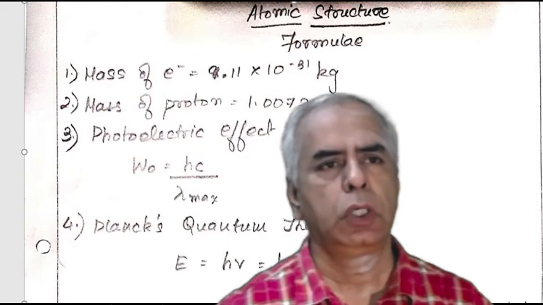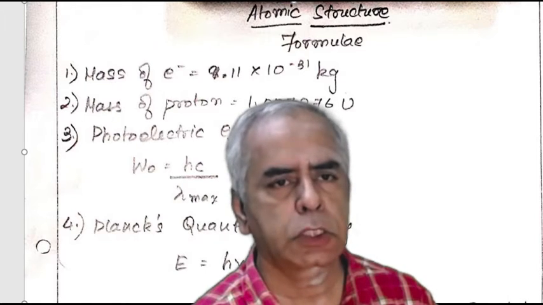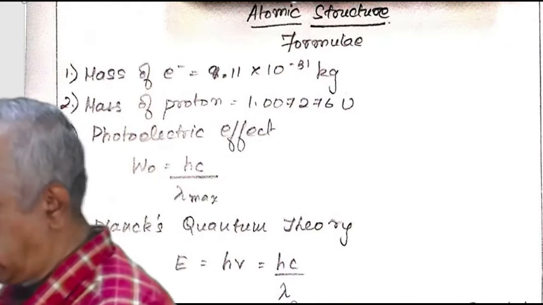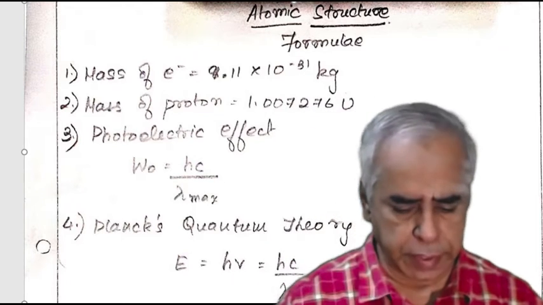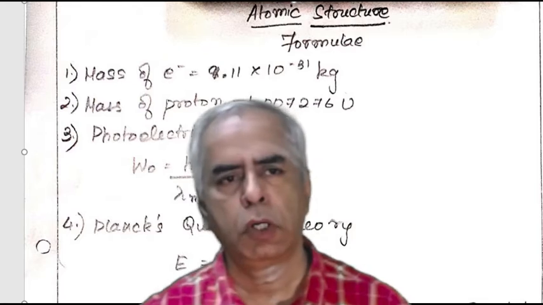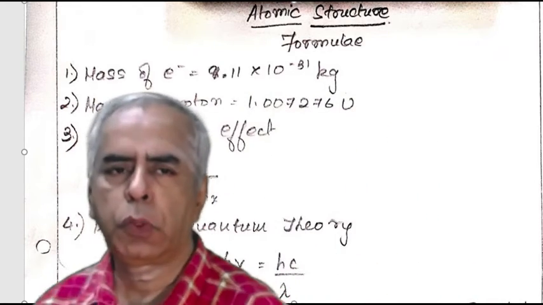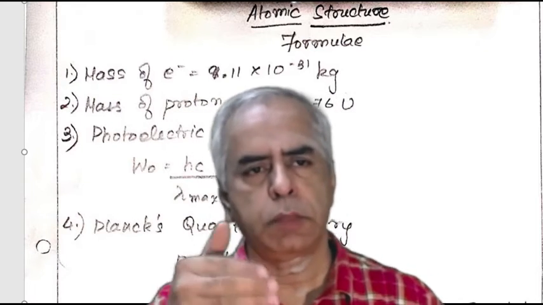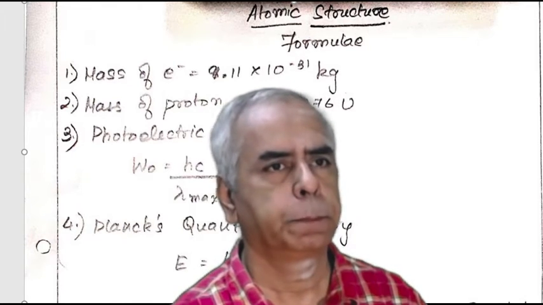Then Planck's quantum theory. According to Planck's quantum, E is equal to h nu. Quantum means it is a quantified energy. Energy in the discrete form can be called quantum or photon. So one photon is equal to h nu. Nu is a frequency, so nu is equal to c by lambda. So you can substitute this equation: E is equal to hc by lambda.